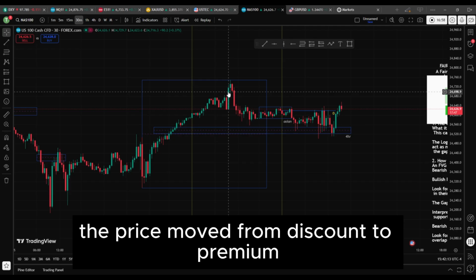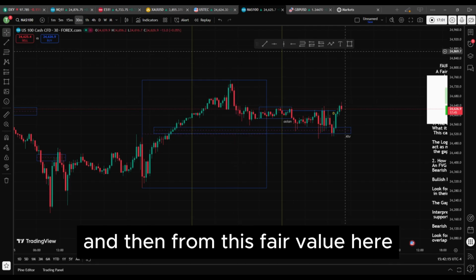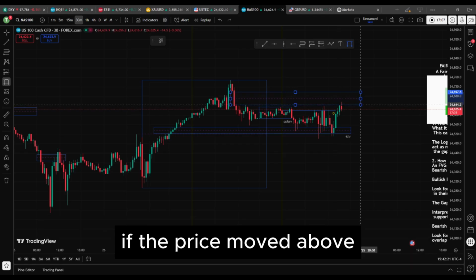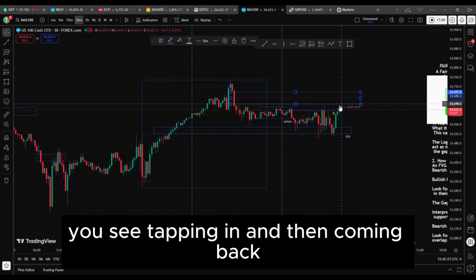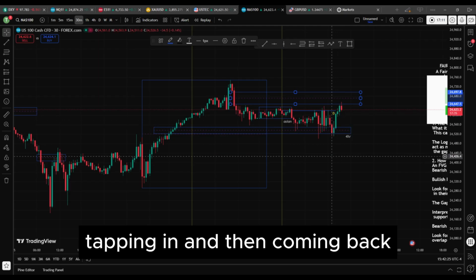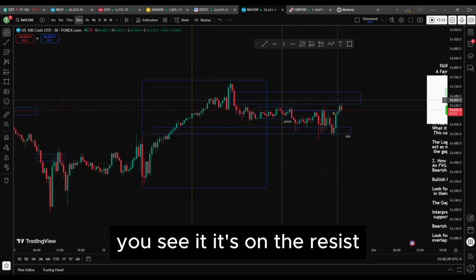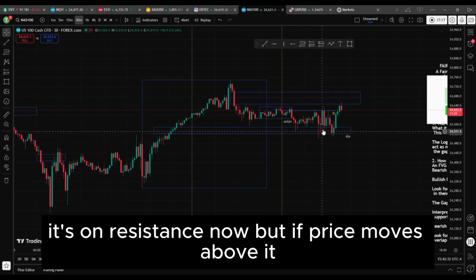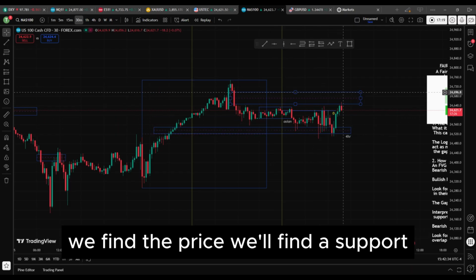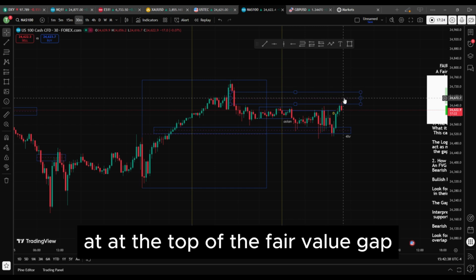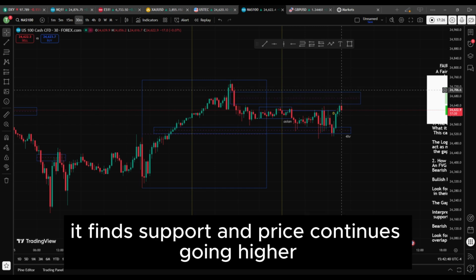The price moved from discount to premium and then from this fair value gap here. Then look at it. The price is trying to hit a strong resistance. You see it tapping in and then coming back, tapping in and then coming back. If the price moved above this fair value gap, you see it's on resistance now, but if price moves above it, you find the price will find support at the top of the fair value gap. It finds support and price continues going higher.